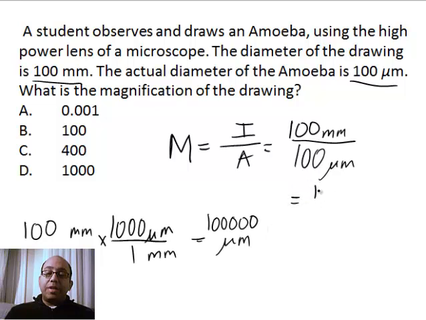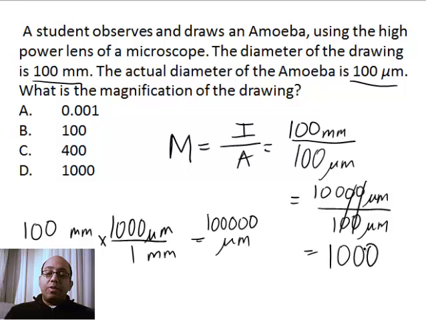So going back to the problem at the top here, I have 10,000 micrometers divided by 100 micrometers, and you see that 2 sets of zeros cancel out, and my magnification is going to be 1,000, which is the answer right here.